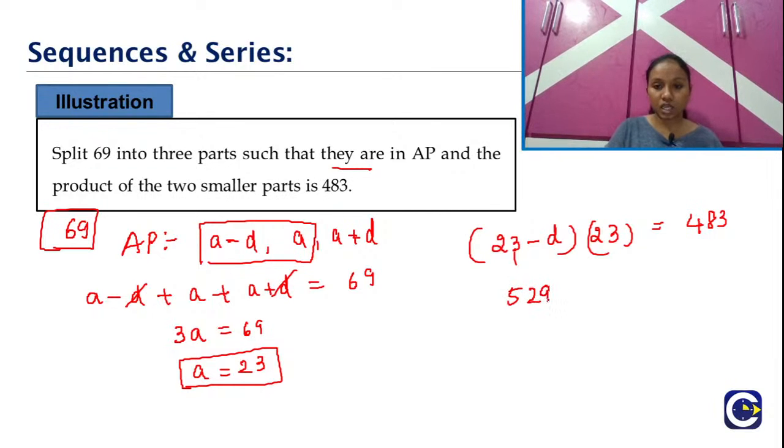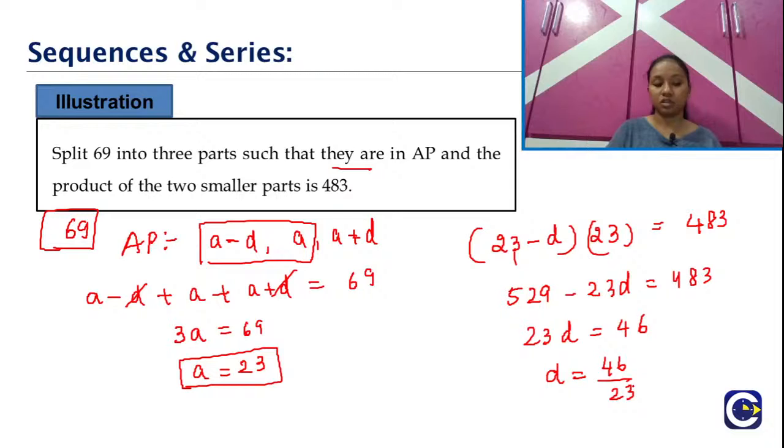So 529 minus 23D here will be equal to 483. So now 23D will be equal to 529 minus 483, that is 46. So D here will be equal to 46 by 23. Right, that means it will be twice. So here the common difference is equal to 2.